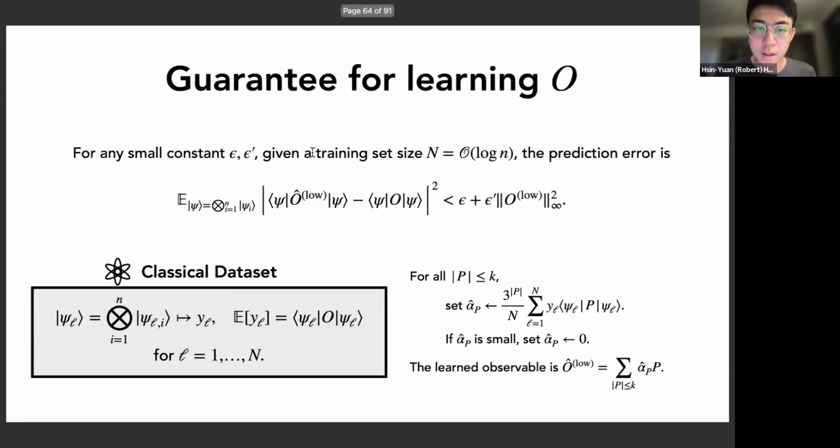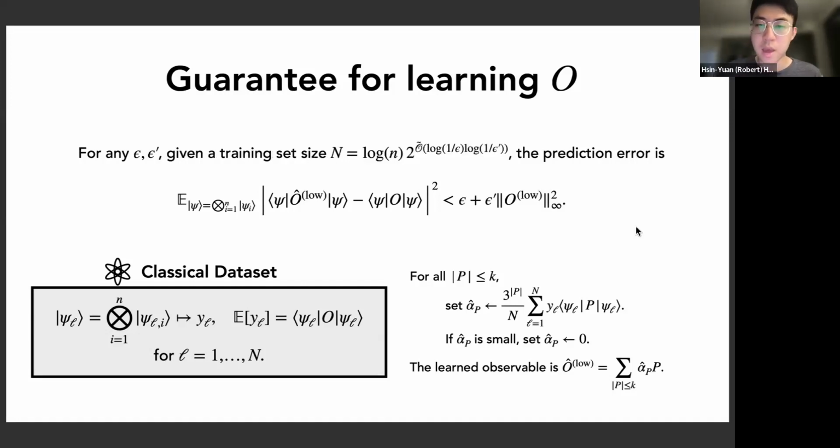And now also recall that the low weight approximation is close to the true observable O, which can be much, much more complicated. Together, what we get is this inequality, which again says that a training set size of log n allows one to get a prediction error of roughly epsilon plus epsilon prime times the spectral norm of the low weight observable. And now we can also take into account the scaling for epsilon and epsilon prime, and we essentially see that it's exponential in the logarithm. So that's why it's a quasi-polynomial scaling in terms of the learning complexity and also the computational complexity.